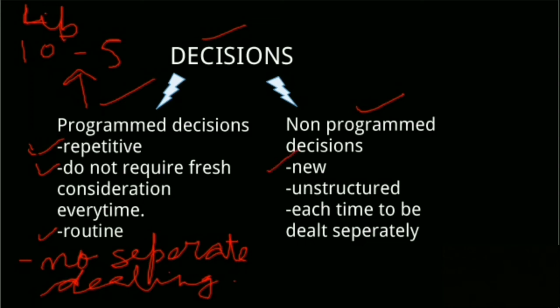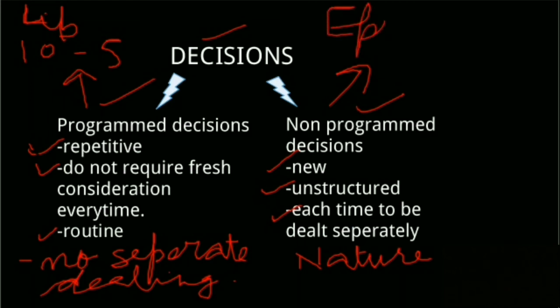The non-programmed decisions are new and unstructured. There are no well laid out methods available for such decisions. Each issue or question is to be dealt with separately, and such decisions are required in situations of unprecedented nature, for example, the breakout of an epidemic or the occurrence of an earthquake. The training in skills needed for such decisions and innovative ability become very relevant in this kind of decisions.